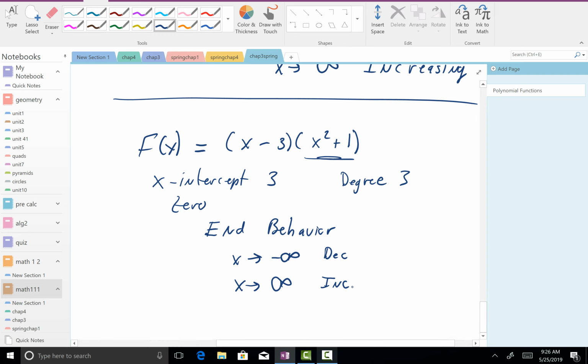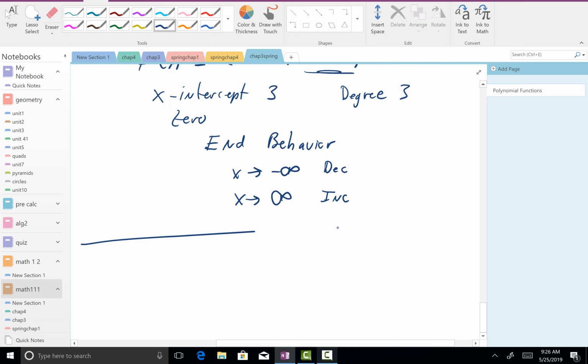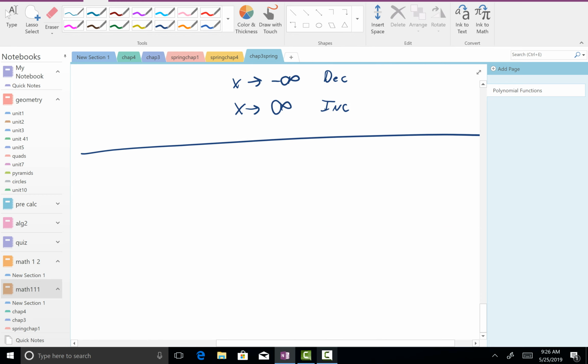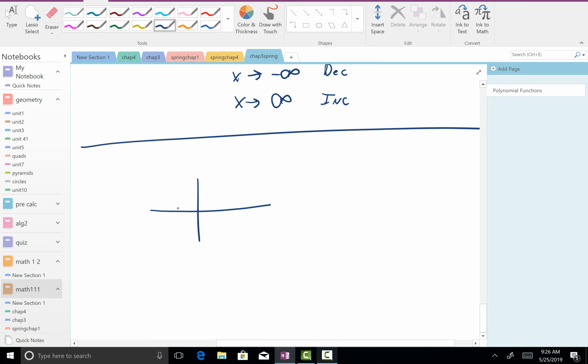On the flip side of that, they're going to give you some of these graphs. And they're going to ask you to write polynomials for them. So you're going to have to go in reverse. But this isn't anything to get too excited about. So here we go. F of x equals.